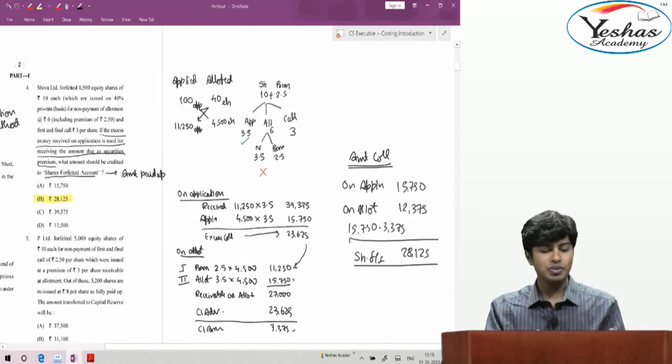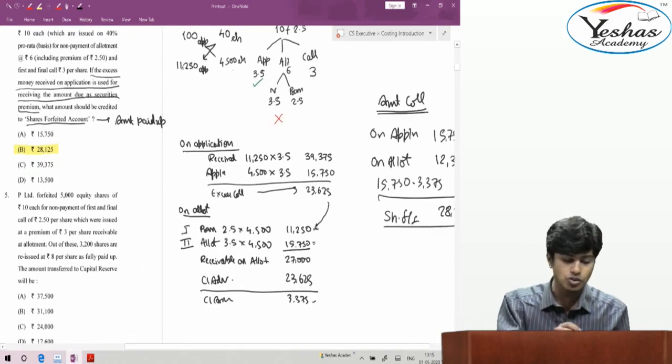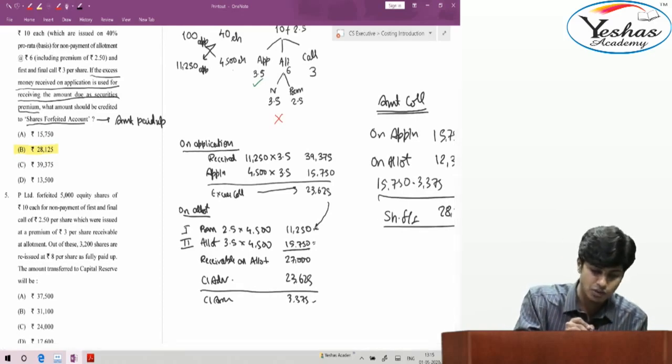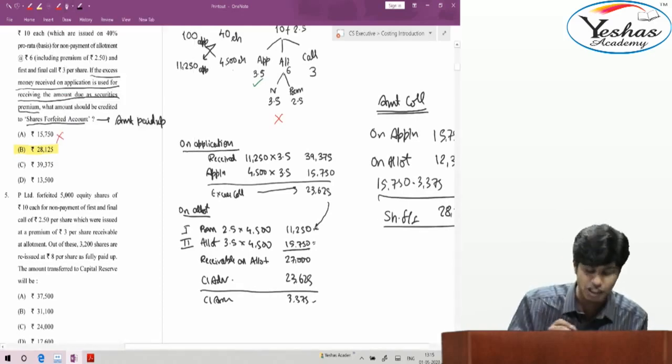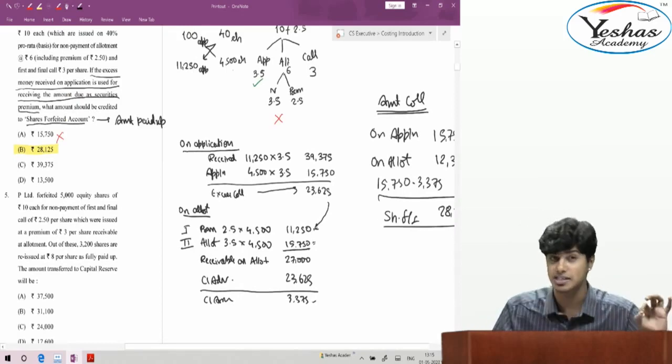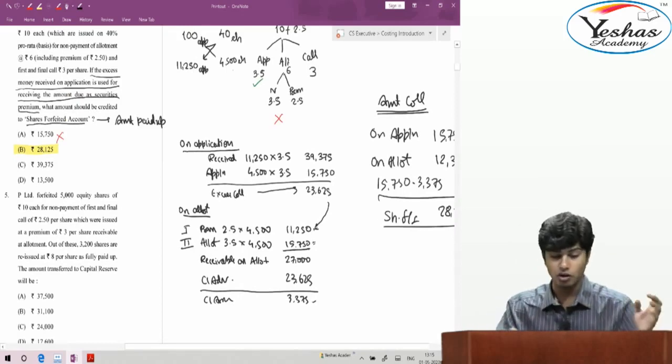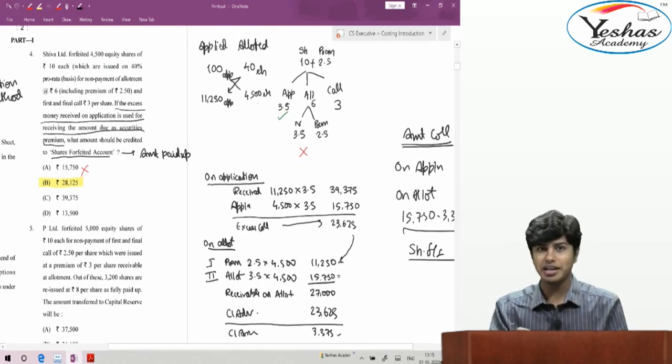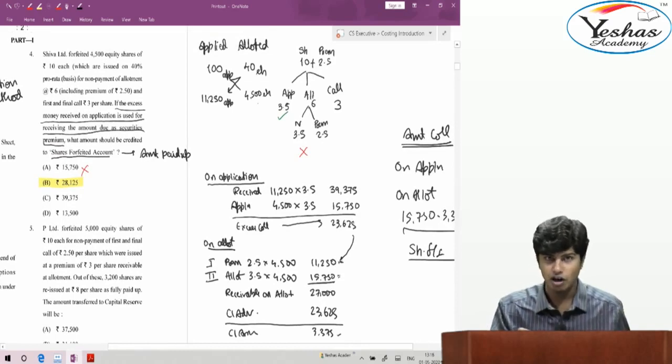I'm trying to tell you, this is a tricky one. People usually pounce on the answer and tell 15,750 as the answer. But that is not the answer. Because a lot of what they say is, sir, application money is received, allotment money is not received.